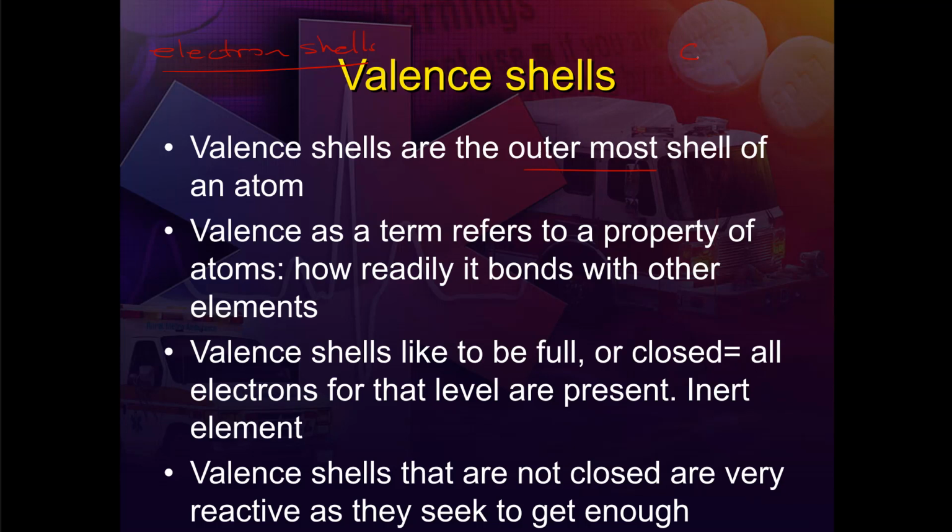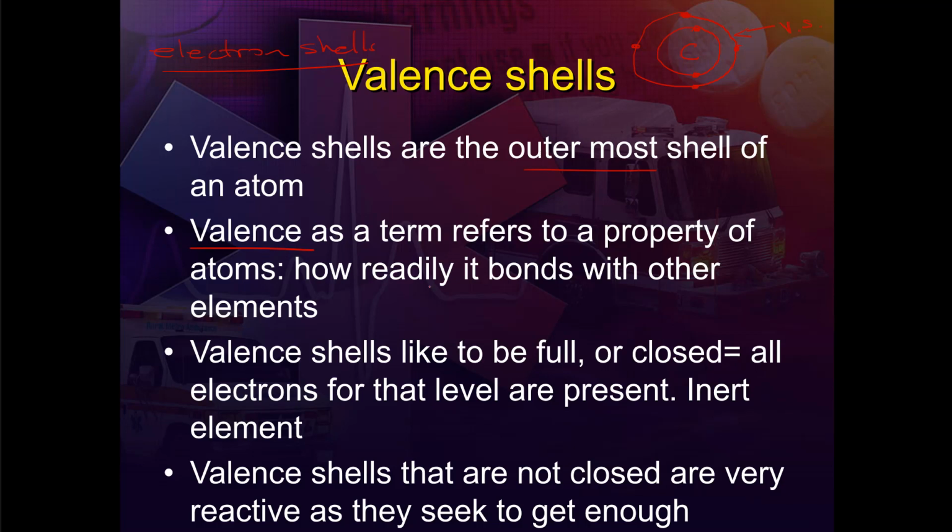So in our case with carbon, having our first shell covered and full, and our second shell open to receive 4 more electrons, we would consider this the valence shell. So the valence shell is also going to refer to a property of chemicals, the valence property.